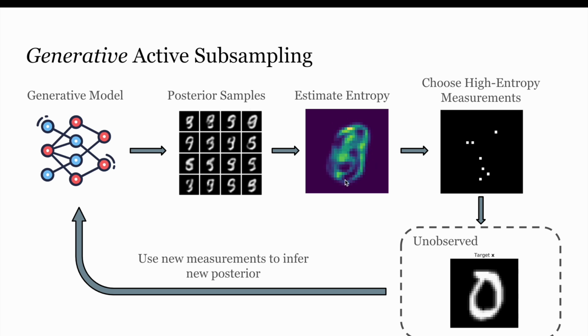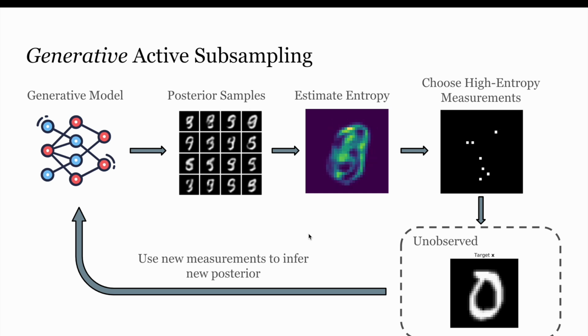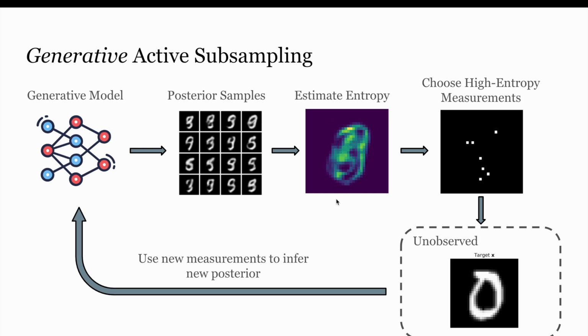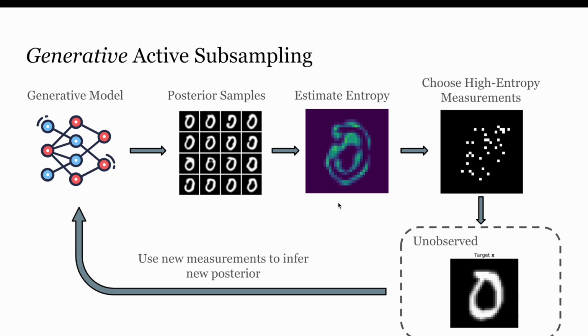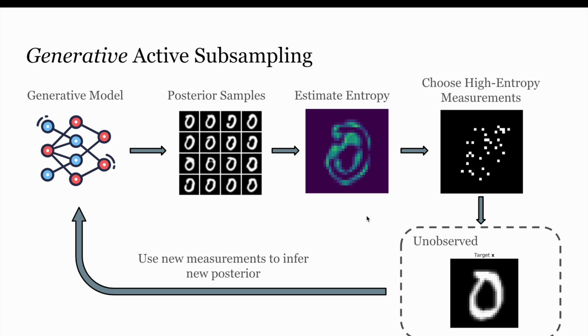So for example, at the start, there's a lot of entropy around here because maybe it's an 8 or a 9. Some posterior samples have a white part there, others have a black part. That will cause some disagreement, and that will result in a high variance in that location, or a high entropy, as it were. And our objective tells us that's where we should sample. So we drop a measurement location there.